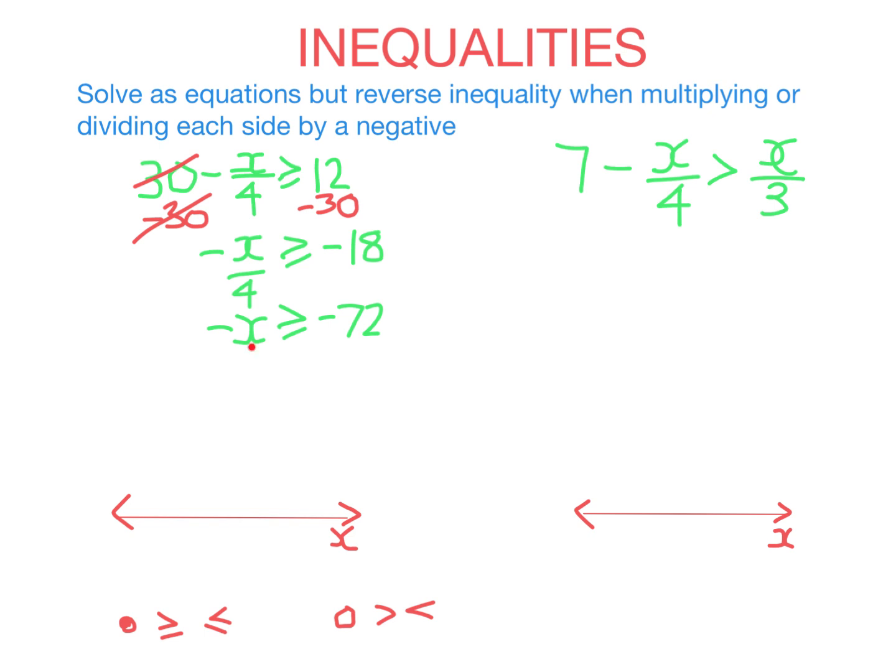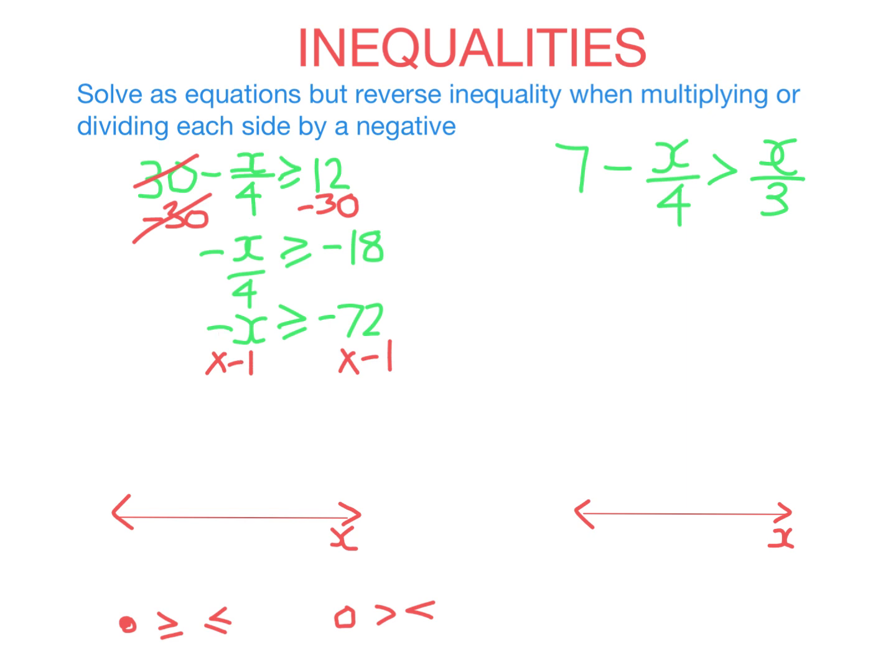But I want x by itself, not negative x. So what I need to do to the left-hand side is I need to times by -1. What you do to one side, you must do to the other. Now, when we are solving inequalities, if you ever times or divide each side by a negative, you have to reverse the inequality. That's the one thing that's different to equations.